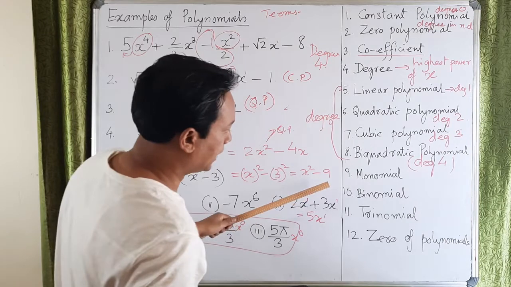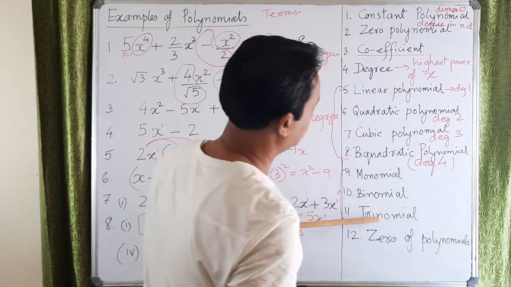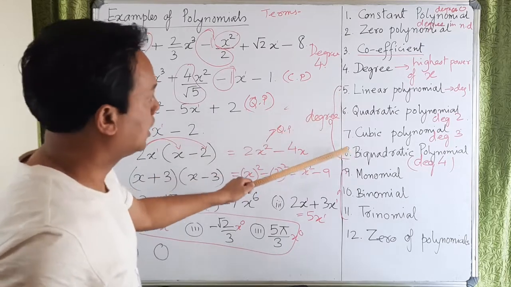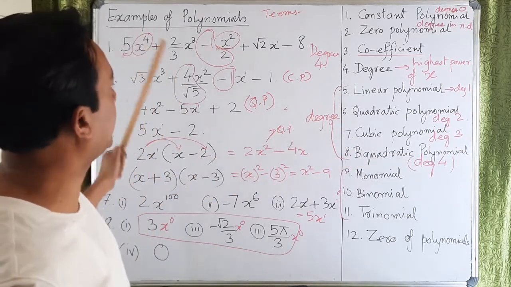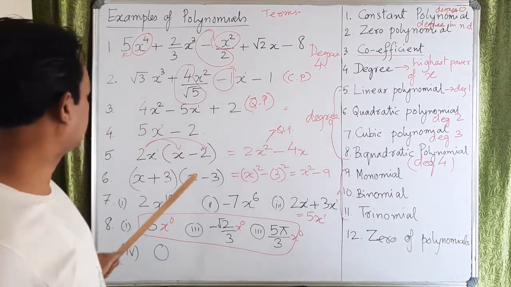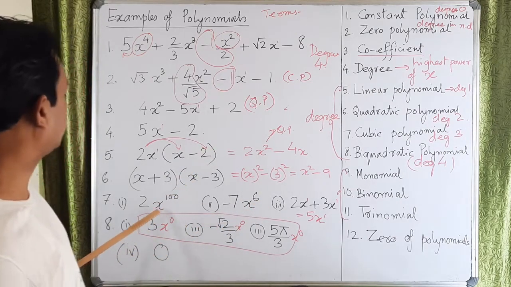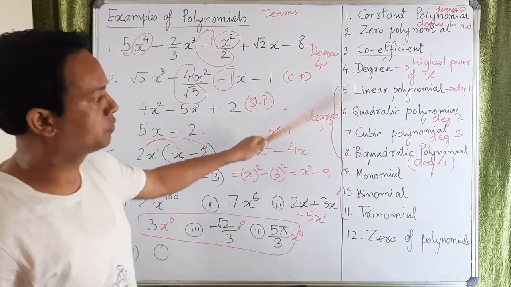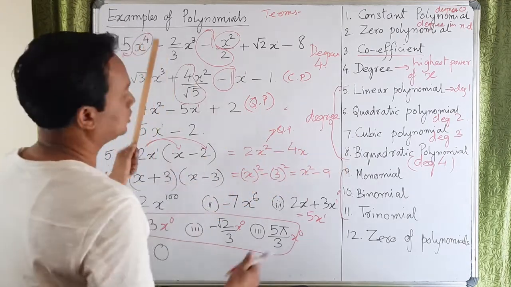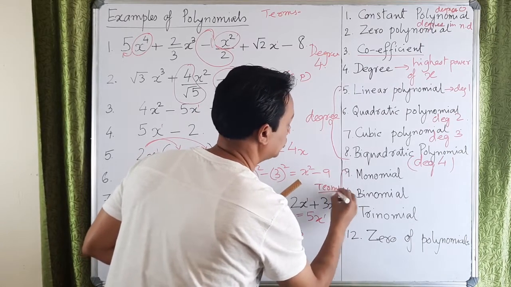Now, coming to the next three terms: monomial, binomial, trinomial. Now, these four were based on degrees. And if you have more than 4, supposing the highest power is 5, then we'll say a polynomial of degree 5. We don't use any other term. Then if you have power 6, we'll say it's a polynomial of degree 6. If you have 100, it's a polynomial of degree 100. Only for the first four, we give names: linear, quadratic, cubic, biquadratic. Now, monomial, binomial, trinomial are based on terms. These three are based on how many terms we have.